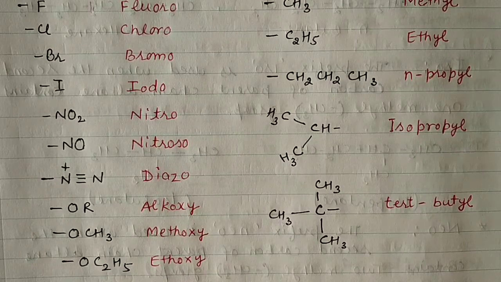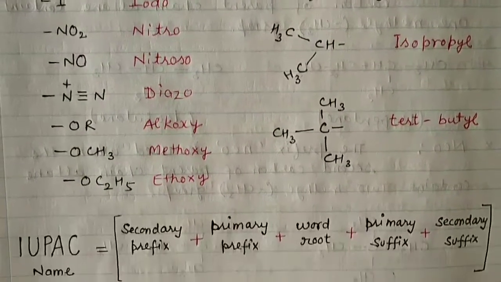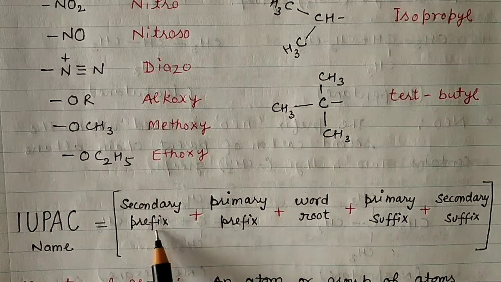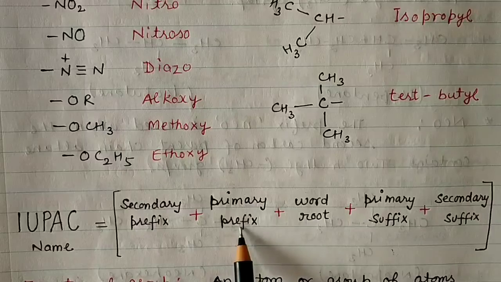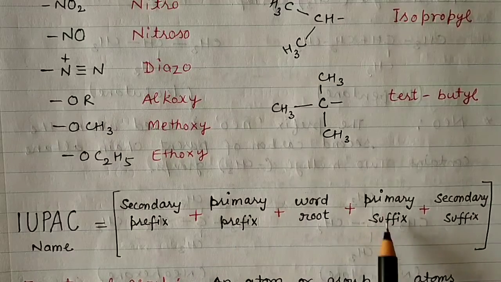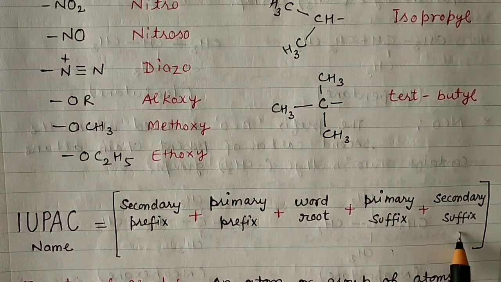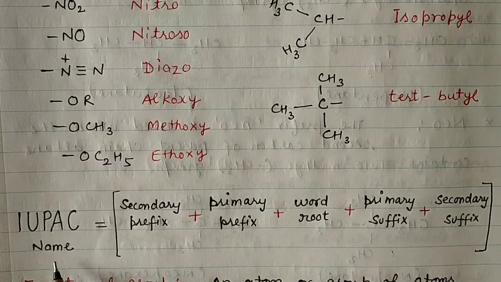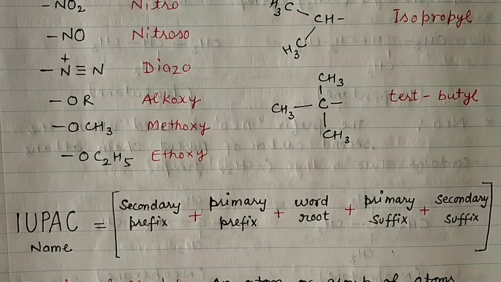So what is the exact sequence for writing the IUPAC nomenclature? We will see here. First of all, we have to mention the secondary prefix, then the primary prefix, then the word root, then the primary suffix, then the secondary suffix. After writing all these things, we will get the IUPAC name for the given organic compound.